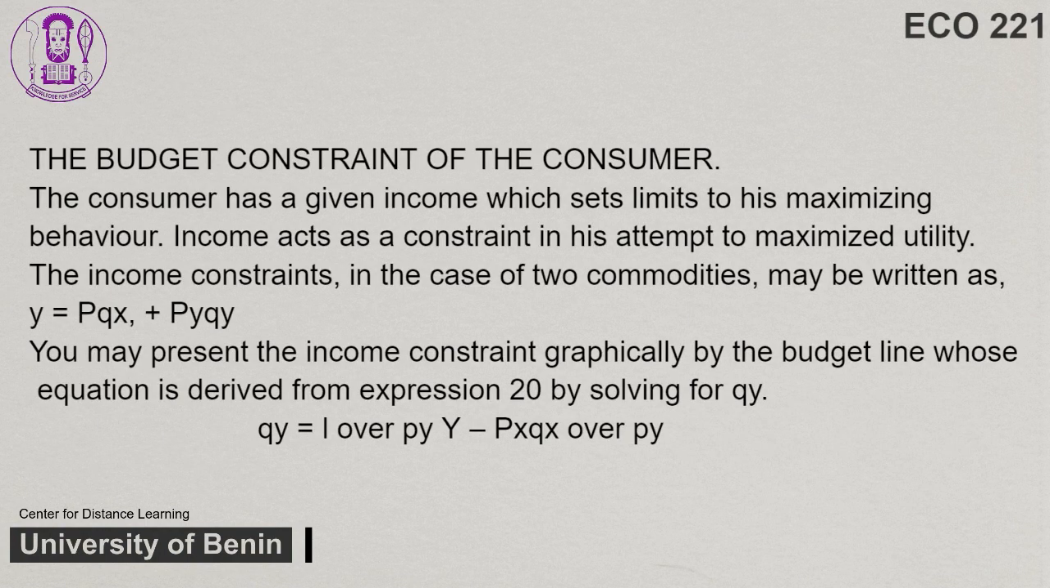The budget constraint of the consumer. The consumer has a given income which sets limits to his maximizing behavior. Income acts as a constraint in his attempt to maximize utility. The income constraint, in the case of two commodities, may be written as Y equals PXQX plus PYQY. You may present the income constraint graphically by the budget line, whose equation is derived from expression 20 by solving for QY. QY equals Y over PY minus PXQX over PY.